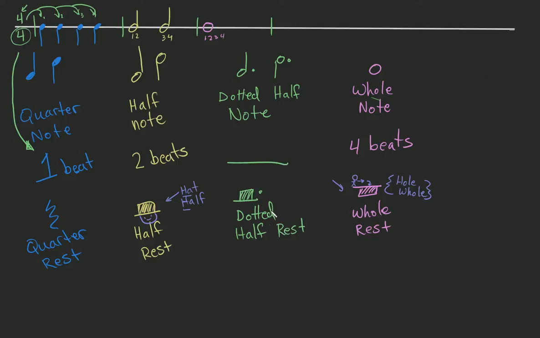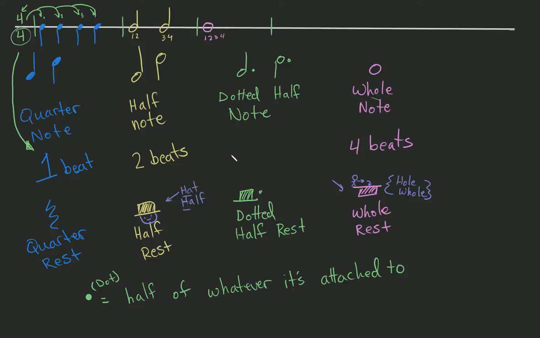Now the question is, how many beats does this get? And here's the rule with dots. You can put a dot on anything, but we're going to start with the half note because it's relatively simple. A dot, called a dot because it looks like a dot, equals half of whatever it's attached to.